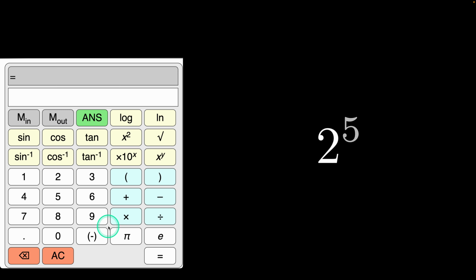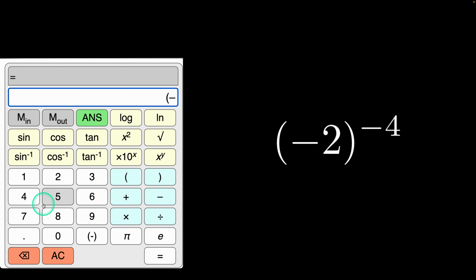Two raised to the power of 5. The power symbol is here when the exponent is something other than 2. If we have a negative base number, we need to use parentheses. It's also a good idea to put the exponent in parentheses. Generally, when using negative numbers in calculations, it's best to always enclose them in parentheses to ensure the calculation is done correctly.